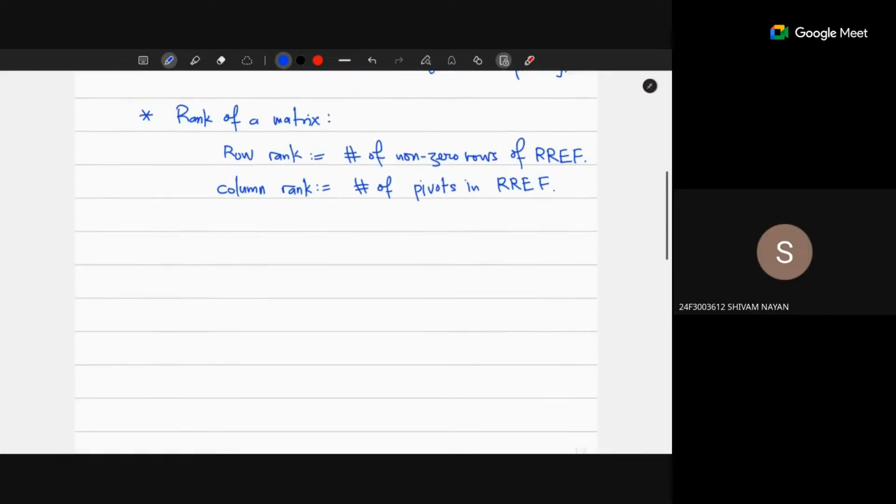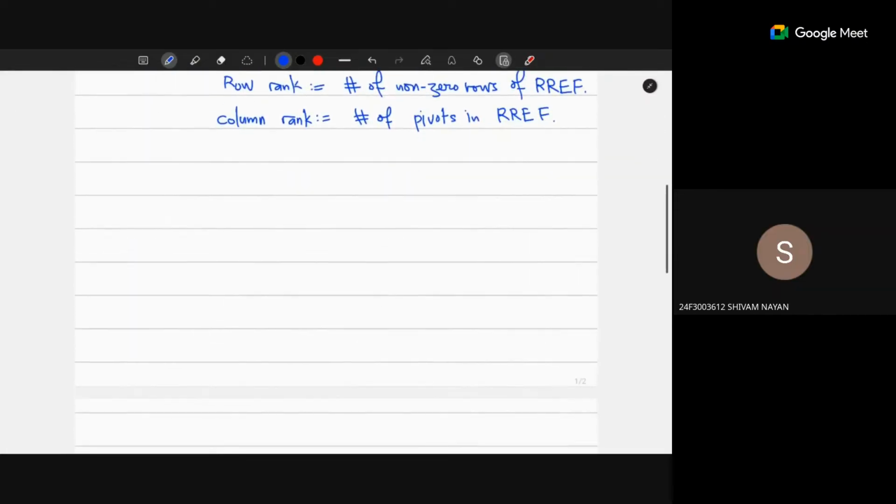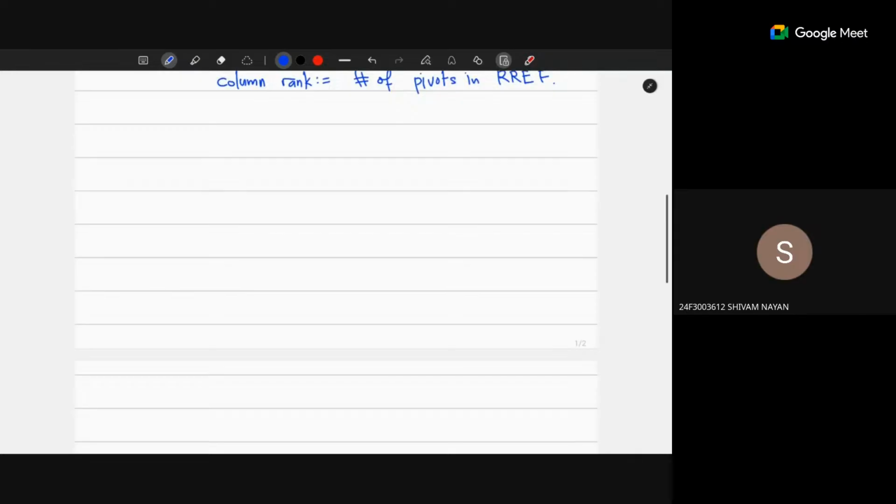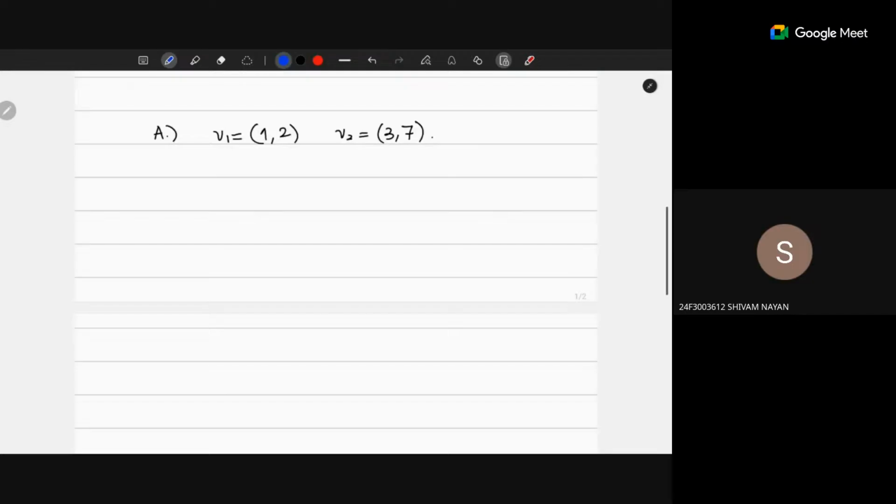All right. Let me recall these things with examples as well, so that it will be more clear. So consider this spanning set spanned by vector v1 given by (1, 2) and vector v2 given by (3, 7). Okay. So what do we do first? What's the first step of finding the dimension or basis of this spanning set of v1 and v2?